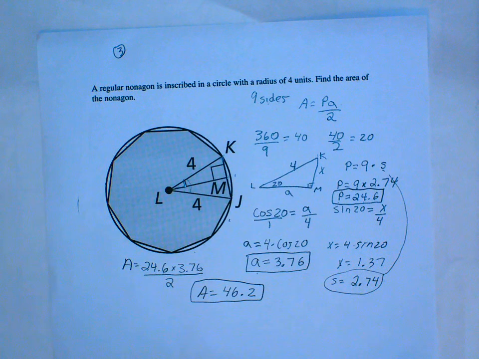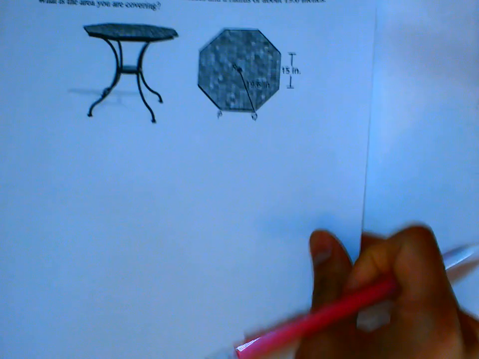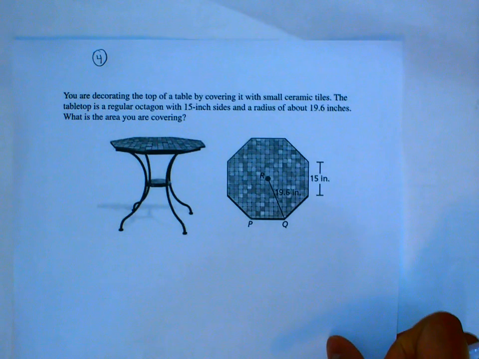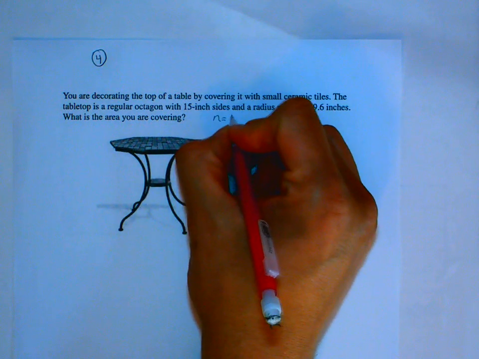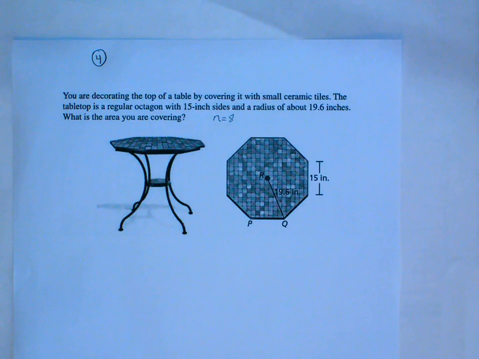so let's look at example number 4. Okay, it says you are decorating the top of a table by covering it with small ceramic tiles. The tabletop is a regular octagon. Hint, hint. It has 8 sides with 15-inch sides and a radius of 19.6 inches. What's the area you are covering?